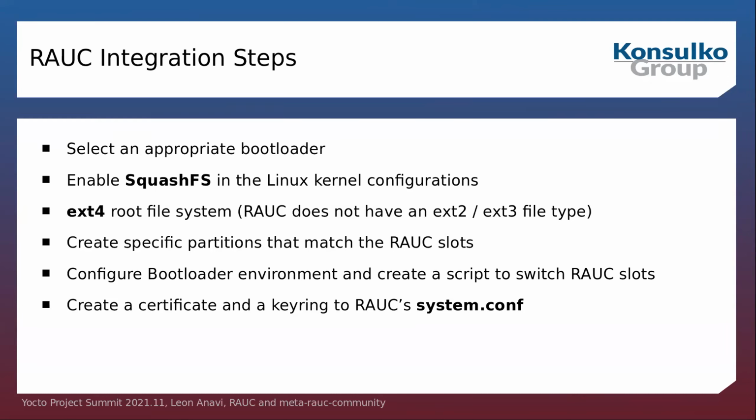Of course, this is just an example, but in a real-world environment, most probably 2 partitions won't be enough, and quite often systems need a data partition to store data which is persistent over updates. After that, we need to configure the bootloader environment and create a script to switch between the RAUC slots that we have created in the previous step. Finally, we also need to create a certificate and a keyring and describe them in the system.conf for RAUC.